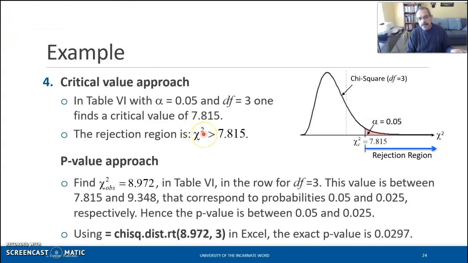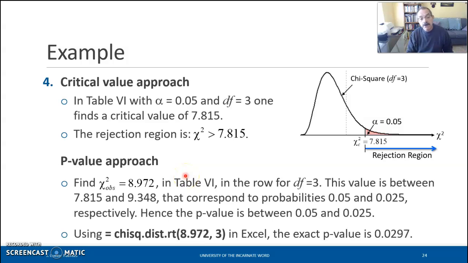So in table 6, you look in the first column for the row with 3 degrees of freedom. Then go across and look at the probability at the top, 0.05. Then you will find at the intersection of this column and this row that critical value, which is 7.815. So the rejection region is that if the chi-square value is larger than 7.815, you will reject the null hypothesis. And here, of course, I'm referring to the value of the test statistic.